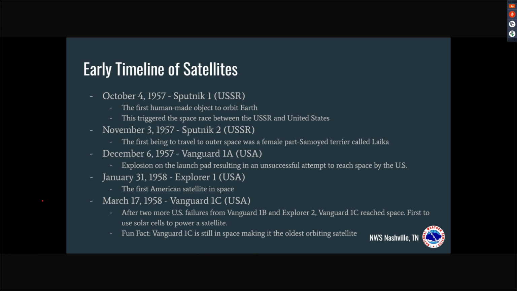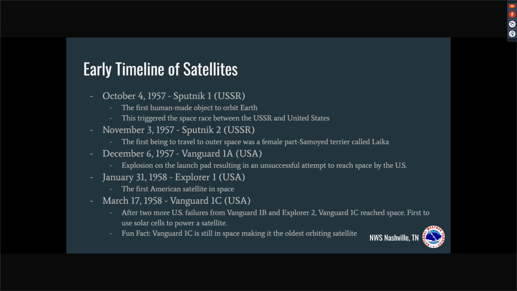Now a brief timeline of how we got to where we are today, looking at satellites in general. The first satellite that was able to go up into space was in October of 1957, and it was Sputnik 1. This was actually a USSR satellite, and a lot of people don't realize that this was a precursor to the space race.